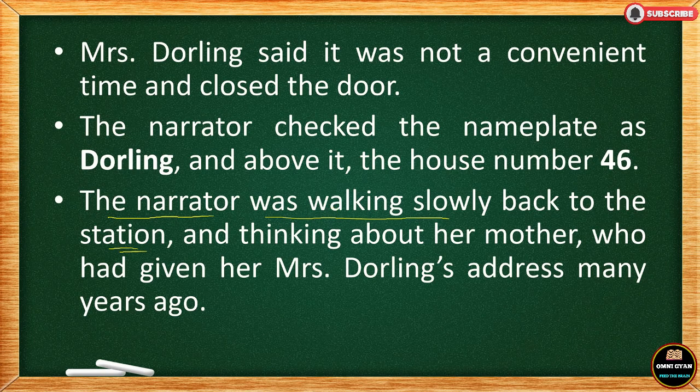All right. Now she's going back to her place. Okay, it is no use talking to Mrs. Darling anymore. So she has now decided to go back to her home. While she was walking towards the station, she kept thinking about her mother, who had given her Mrs. Darling's address many years ago. So many years ago, the mother had given Mrs. Darling's address to her daughter, that means the narrator. And following that address only, the narrator had come to meet Mrs. Darling. So while walking towards the station, the narrator kept thinking about her mother.